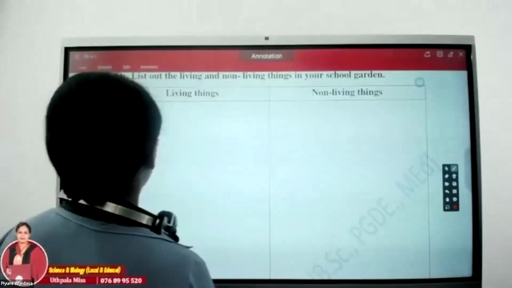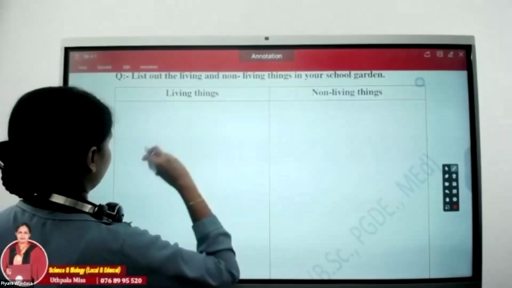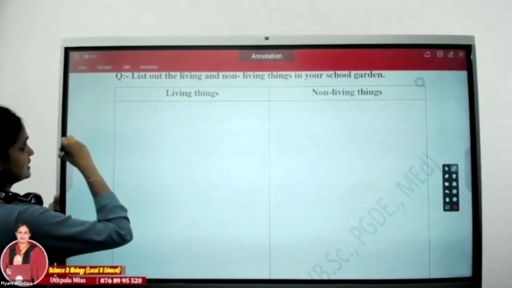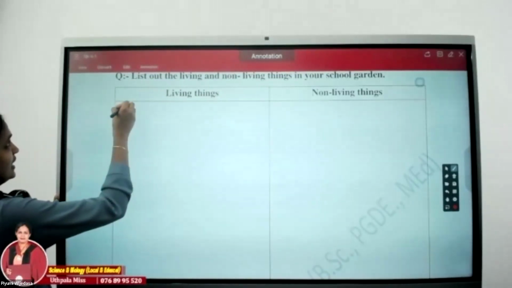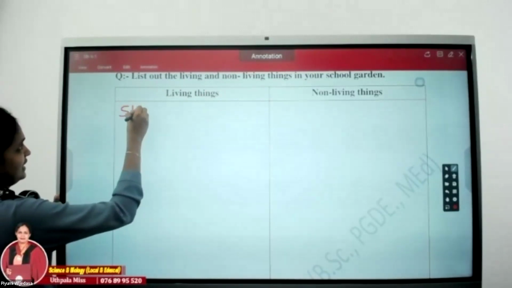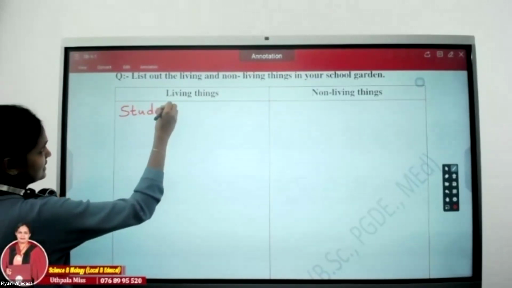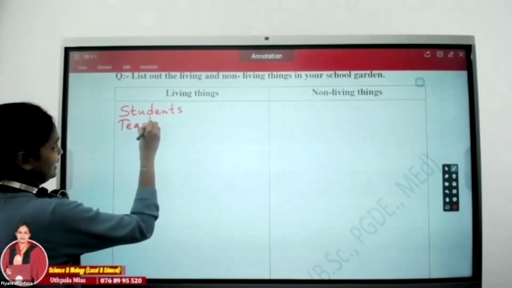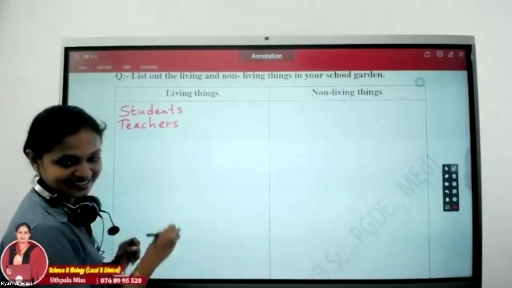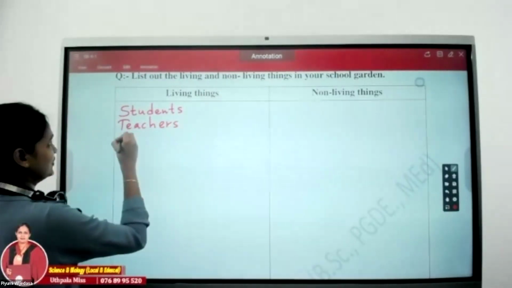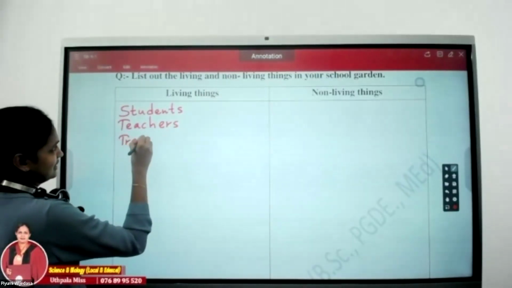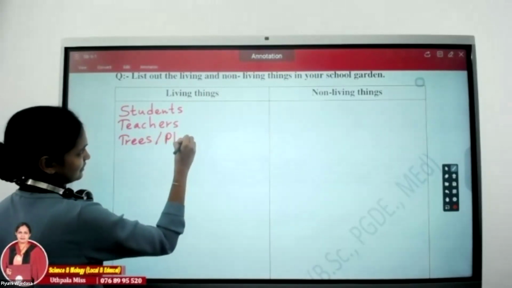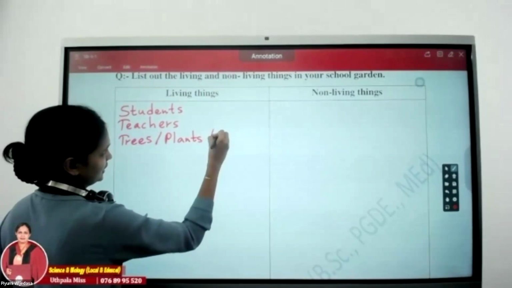Living and non-living things. What are the living things in your school garden? There are students. And good teachers. There are teachers. There are trees. Plants.